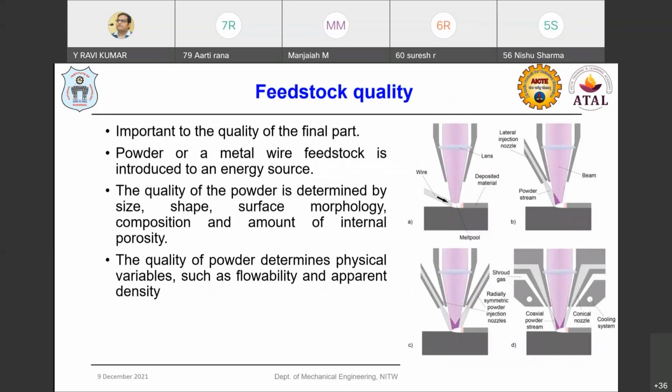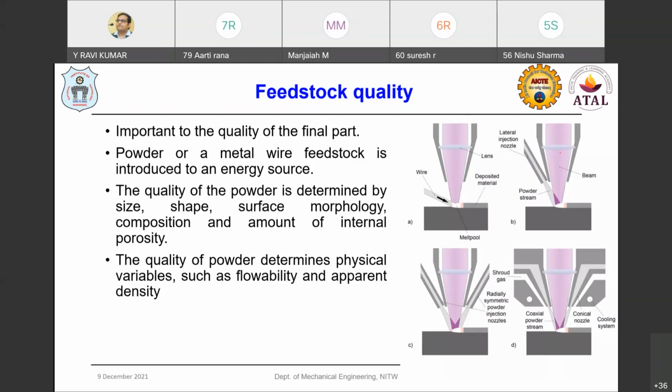And the other aspect is feedstock quality. Where we are discussing the DED systems, either we are feeding through the wire or from an external injector, the feeding nozzle, where powder is fed into the molten stream where the laser beam is interacting, or the radially symmetrical powder injection nozzle, or the coaxial nozzle. These kinds of varieties we have in the DED systems. The importance here is that the quality of the part depends upon these nozzle feeding systems, as well as the powder quantity.